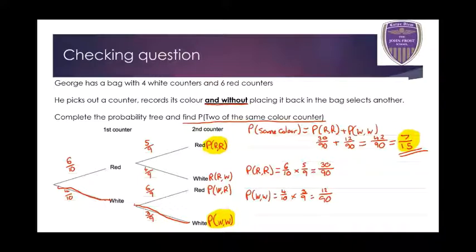So very well done if you got that question right. Okay, there's lots of little steps, and this part where we don't replace the counters, this is where they try and trick you up in the exam.